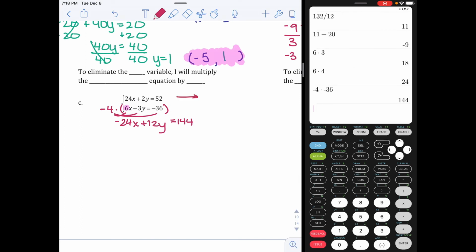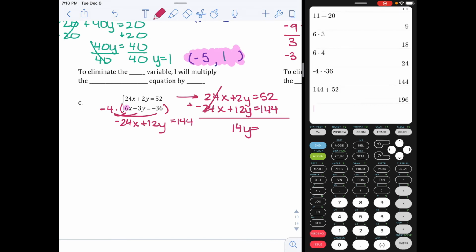So I'm going to go on this side. I'm going to rewrite these. The top one looked good already in the beginning. I'm going to rewrite that new guy now underneath. And again, make sure they're perfectly underneath, guys. It's so important when it comes to elimination. And let's get to work here. Adding straight down, so the x's will cancel. We get a nice 14y equals, I'm going to check, 144 plus 52. That's 196.